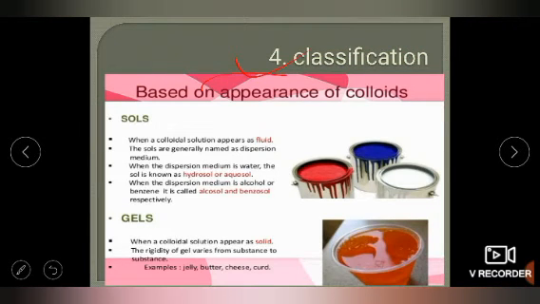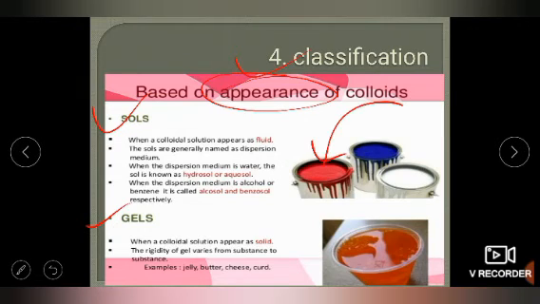The fourth type of classification is on the basis of appearance. You know how it is looking. Sols and gels. Sols are what? When a colloid solution appears as a fluid, that is called sol. The sols are generally named after the dispersion medium. When the dispersion medium is water, the sol is known as hydrosol or aquasol. When it is especially water, then it is hydrosol.